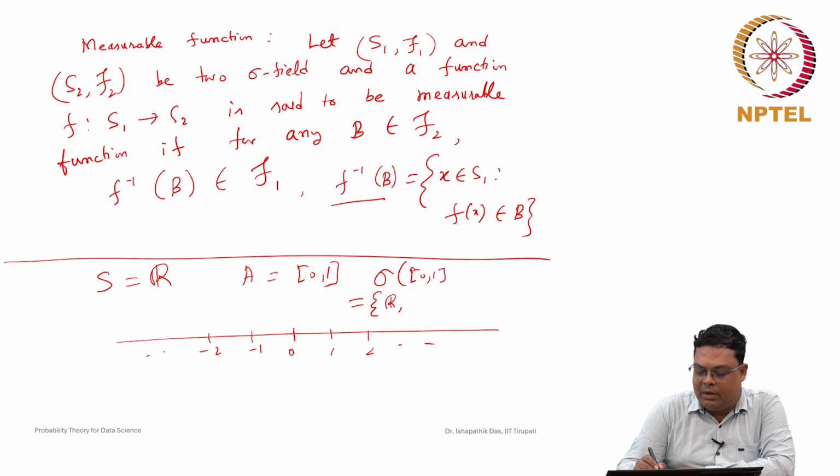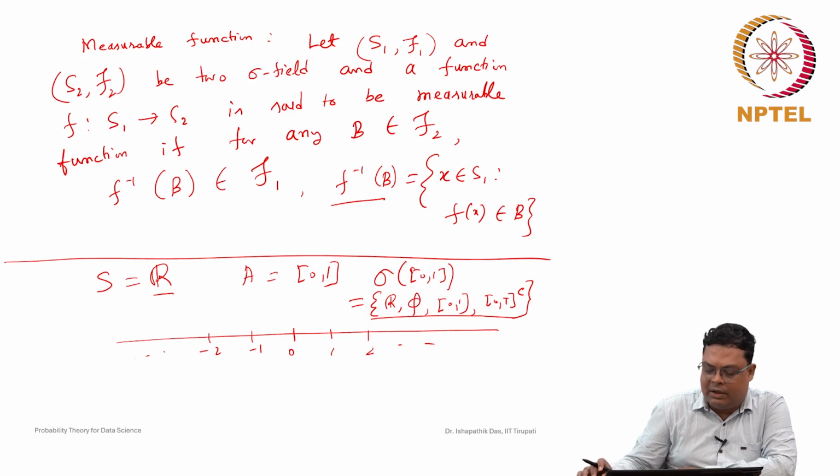By property 1, this set R has to be here, then its complement also, which is nothing but the null set. Now this set A also has to be here, because we are saying the sigma field generated by this set A. Then its complement also has to be there, which is nothing but the complement of {0, 1}. Then you can see that if you take the union, it will be R. So this is the smallest sigma field generated by this set A. So this is a sigma field.